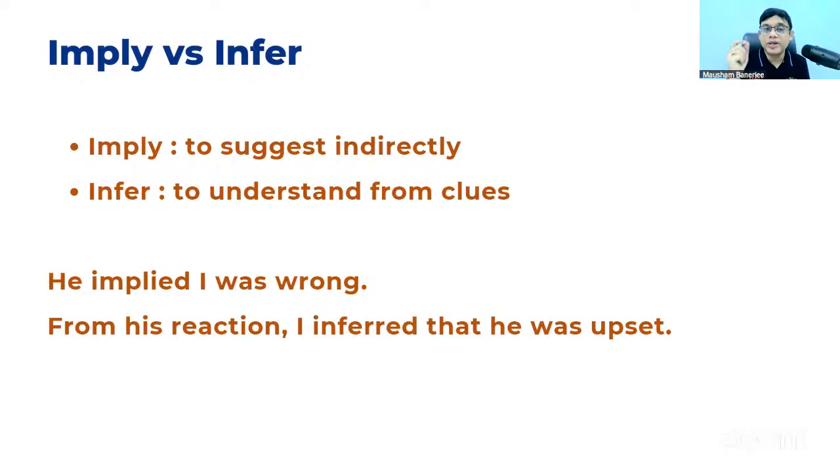So there's a difference between imply and infer. Imply means to suggest indirectly without stating in words. You are trying to suggest with some indirect phrases or some indications you give. Inference means to understand from the clues.